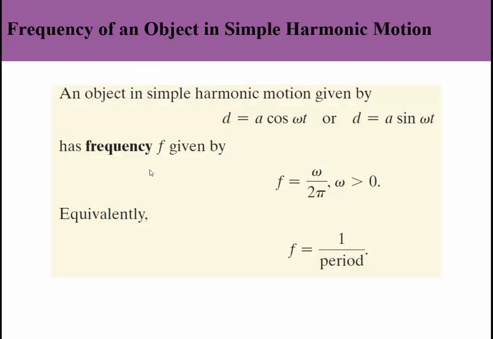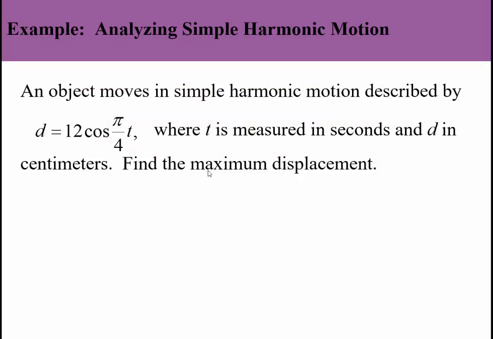All right, so an object in simple harmonic motion given by d equals a cosine wt or d equals a sine wt also has a frequency that's given by f equals w over 2 pi, where w is the Greek letter omega, and omega is greater than 0. And it's kind of the reciprocal of the period, the frequency. So notice here it says the frequency is 1 over the period, or you can take the reciprocal of the period. So let's go ahead and look at one more.